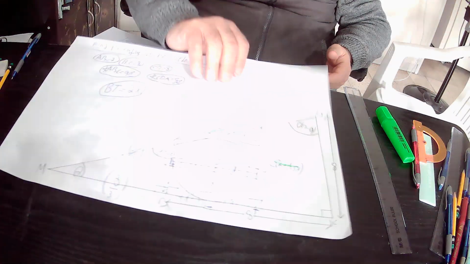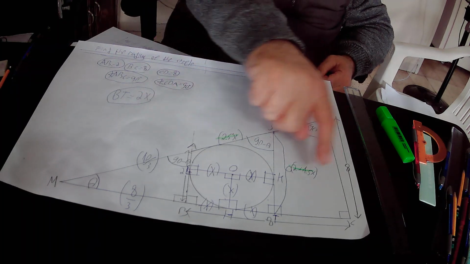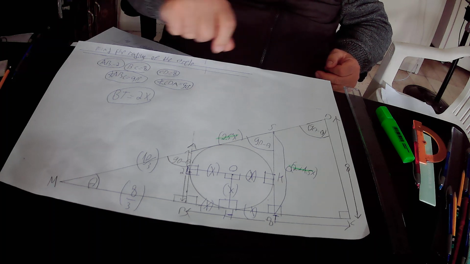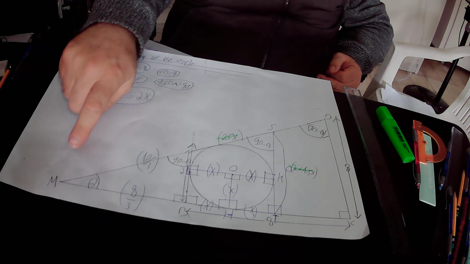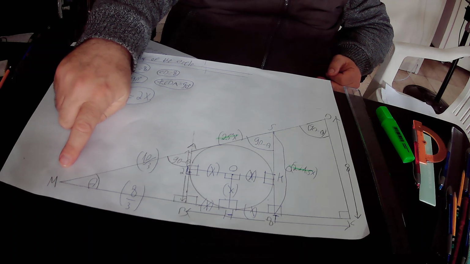In the first step, we did a construction. That is to say, we extended side DA and side CB of this quadrilateral ABCD by a straight line until they touch each other. This is their touching point. We define this point as M.